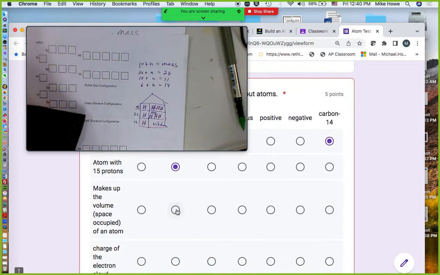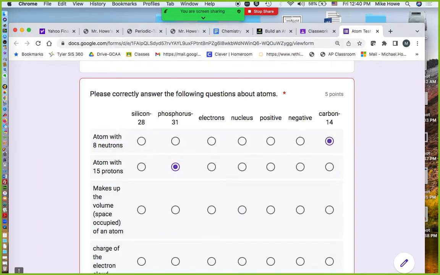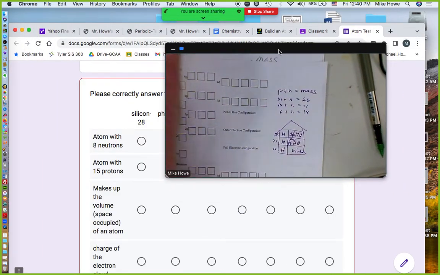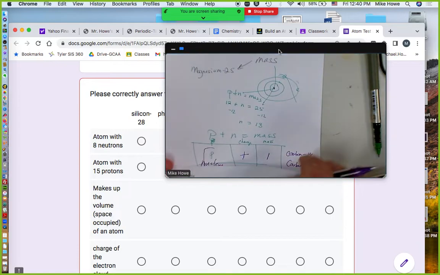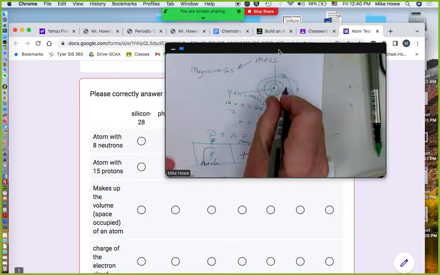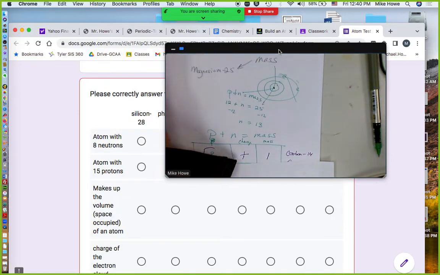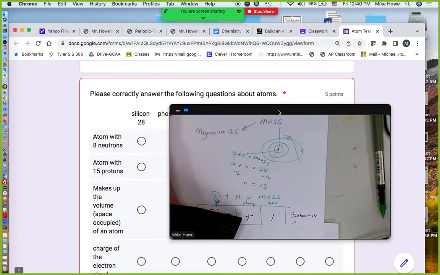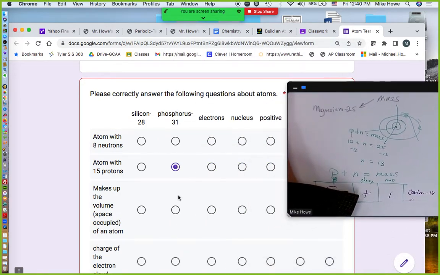All right. The occupied space of the atom, go back to a picture I had earlier. Here's the nucleus. Here's the electrons around the nucleus, so the volume, the space occupied, that'd be the electrons, so you'd put an X right here.